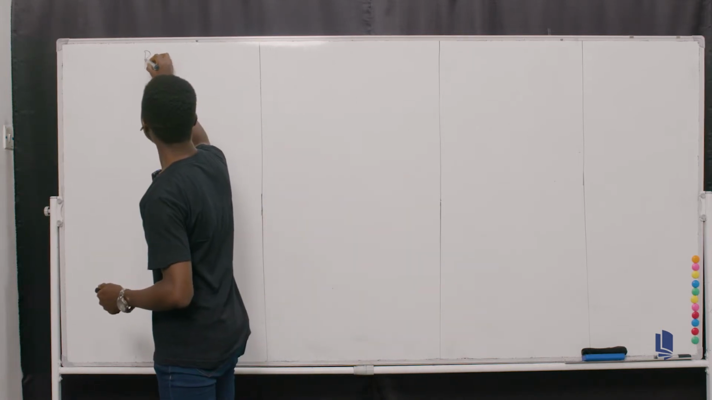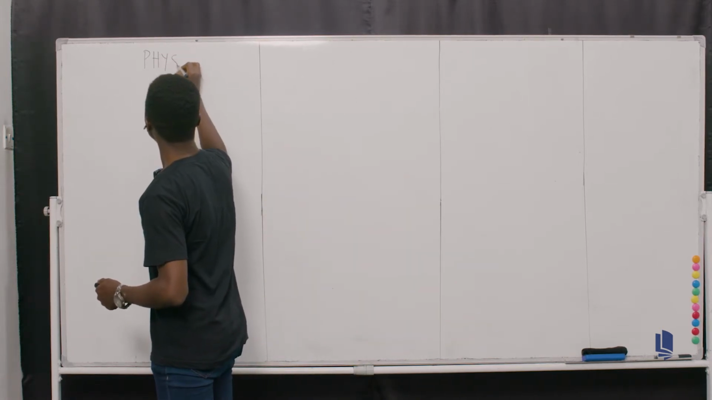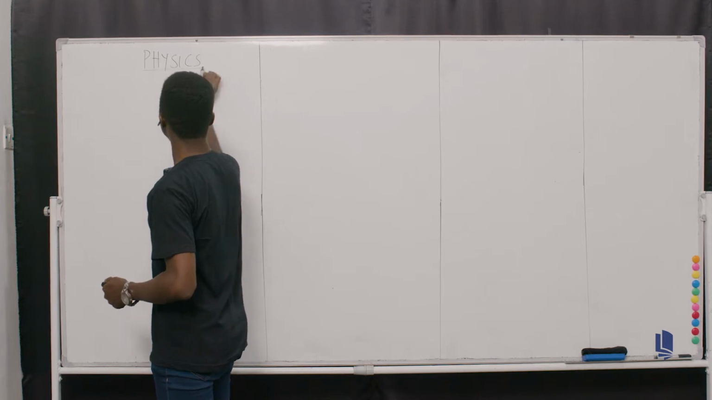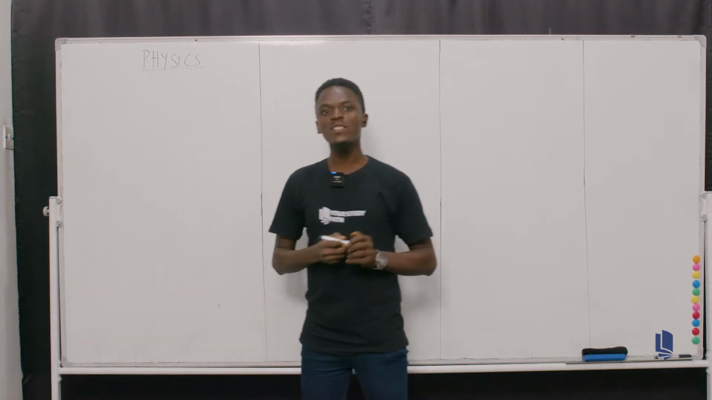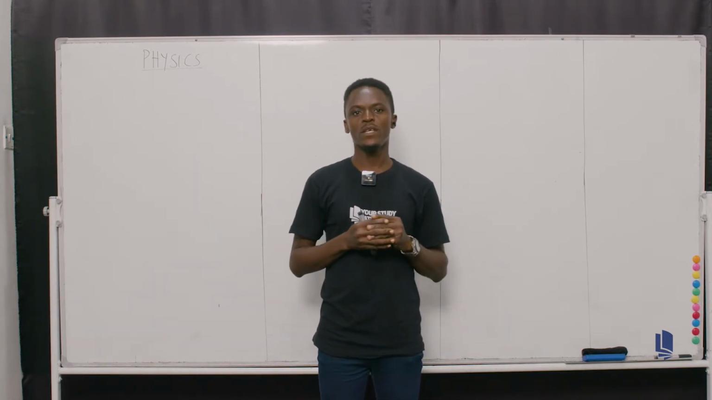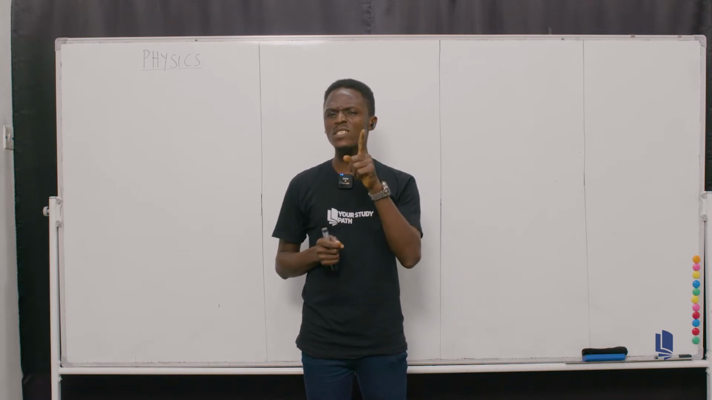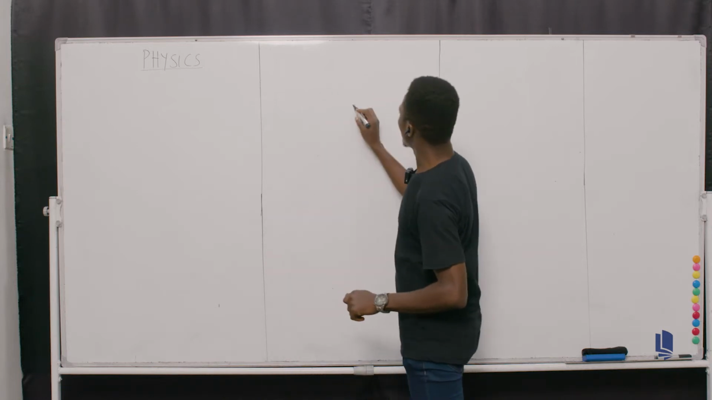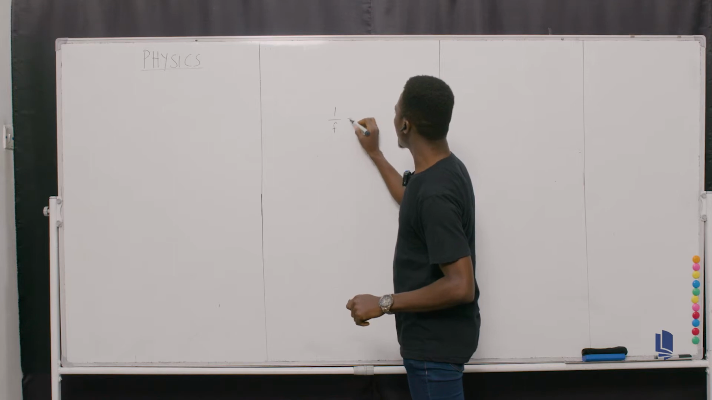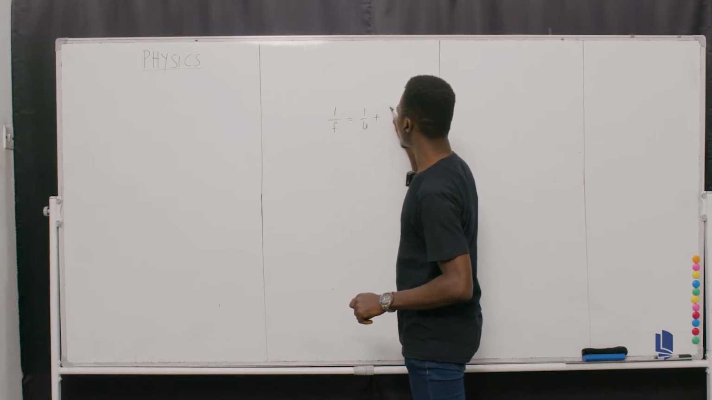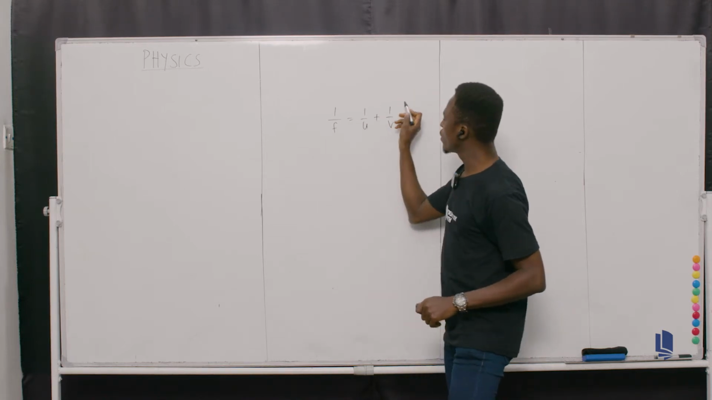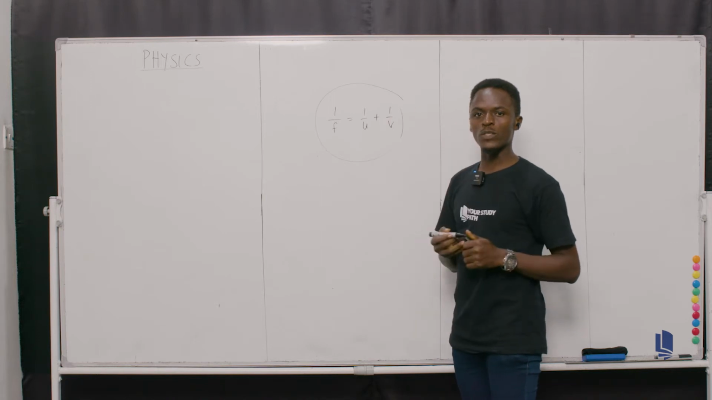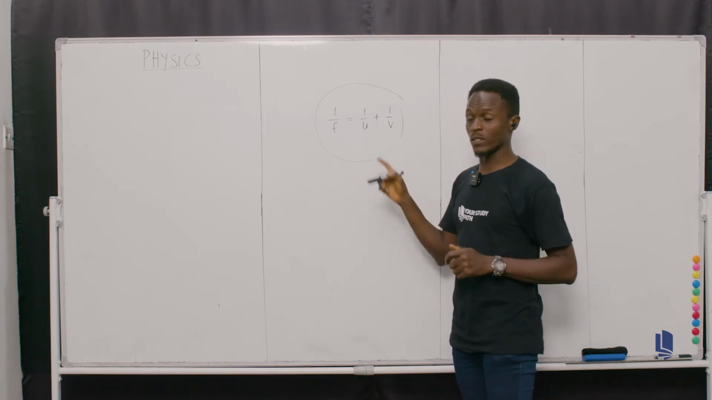So today, we want to highlight something with regards to wave, and that's with regards to this formula: 1 over F equal to 1 over U plus 1 over V. I'm sure we are all familiar with this topic, isn't it? This formula, right?